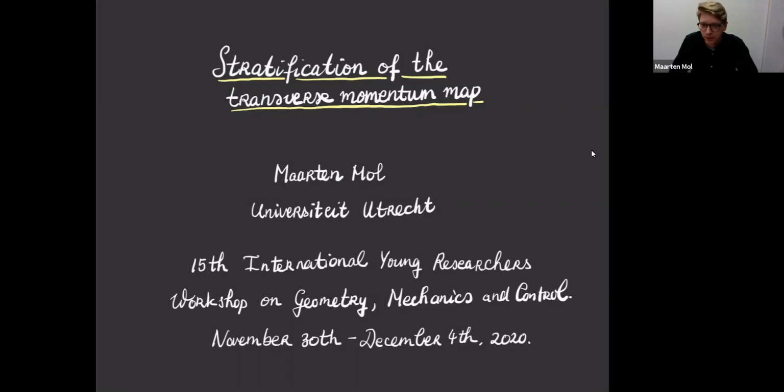So yes, I'm a PhD student of Marius Crainic in Utrecht. And so far, the main focus of my PhD has been the study of momentum maps. So today, I want to tell you about stratification of the transverse momentum map.